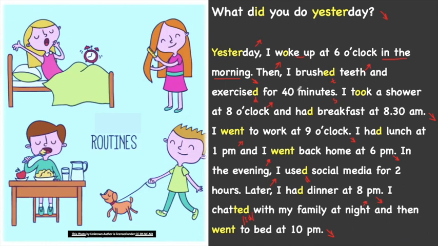So let me read again non-stop. Okay, so the question is, what did you do yesterday? Yesterday I woke up at 6 o'clock in the morning. Then I brushed teeth and exercised for 40 minutes. I took a shower at 8 o'clock and had breakfast at 8:30 a.m. I went to work at 9 o'clock. I had lunch at 1 p.m. and I went back home at 6 p.m. In the evening, I used social media for 2 hours. Later, I had dinner at 8 p.m. I chatted with my family at night and then went to bed at 10 p.m. What about you? Okay.